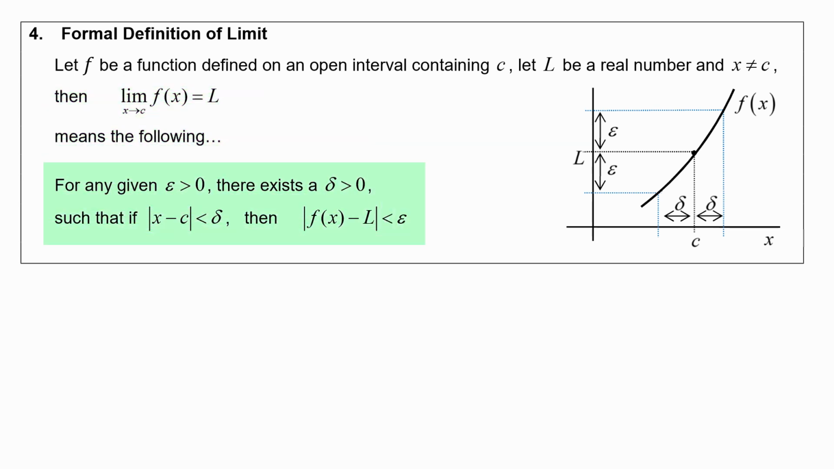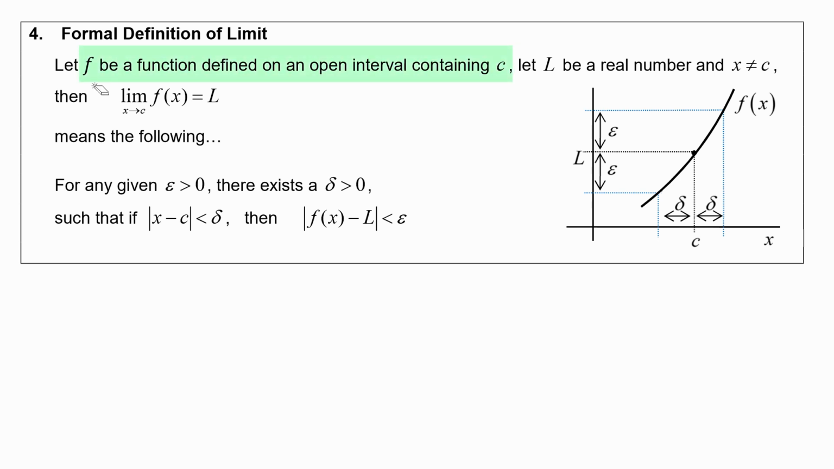For any given epsilon greater than 0, there exists a delta greater than 0 such that if the absolute value of x minus c is less than delta, then the absolute value of f of x minus L is less than epsilon. Now I know this is a big definition and it can feel a little bit intimidating, so let me help you understand the pieces here.